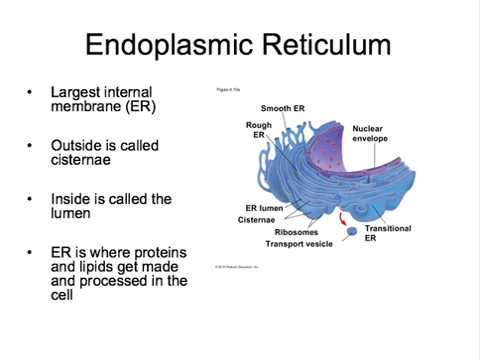So part of that endomembrane system is the endoplasmic reticulum, and this is the largest internal membrane in the cell. I repeat, the endoplasmic reticulum is the largest internal membrane of the cell. And it has a couple different layers. So you see these membranes and they kind of all fold on top of each other. And they have something called the cisternae, and that's the outside of the membrane. And then you have the lumen, and the lumen is the inside of the membrane. So outside is the cisternae and inside is the lumen. And the endoplasmic reticulum, or ER, is where proteins and lipids get made and processed in the cell. So you can see these ribosomes on this endoplasmic reticulum. This is where proteins would be getting made then.